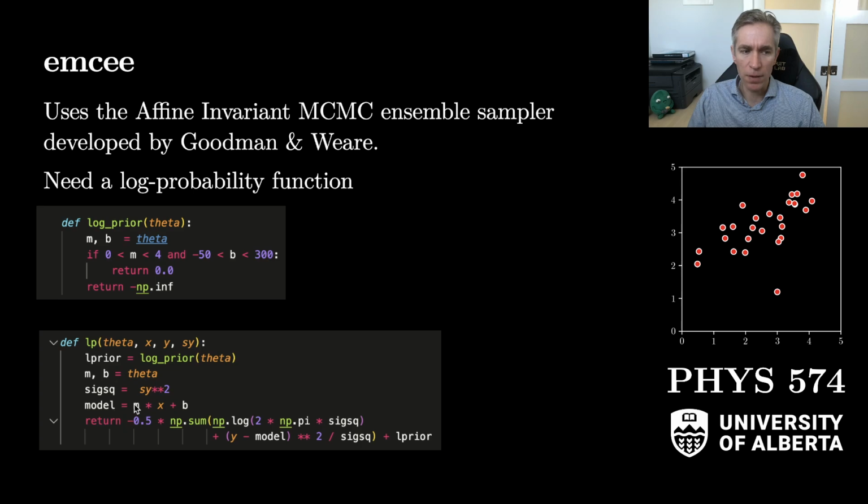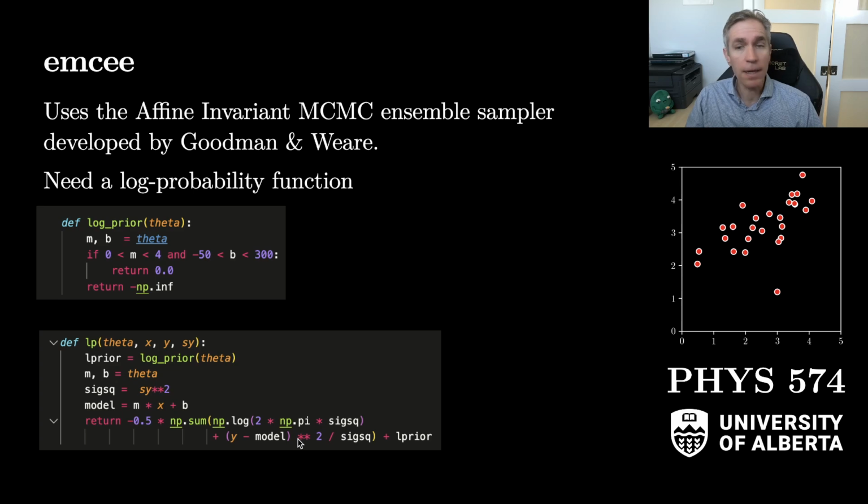We develop a model, mx plus b, and then write down the log likelihood function, which is minus 0.5 times the sum of log of 2 pi sigma squared, plus the error term, y minus model squared over sigma squared. Then we add on the log of the prior, and this just returns a single scalar value. So if we're given m, b, and a set of data, we return the log probability. That's how we implement the log probability.